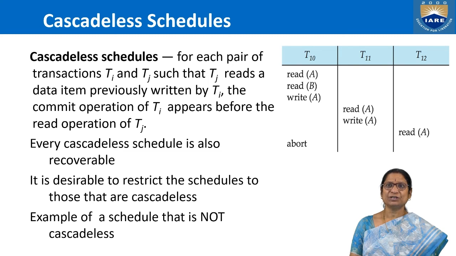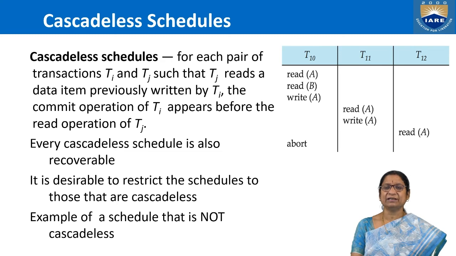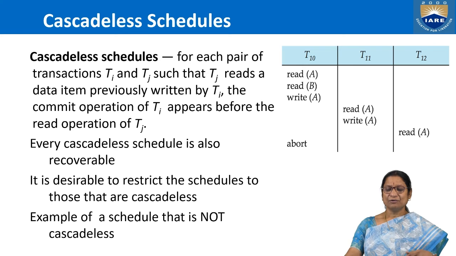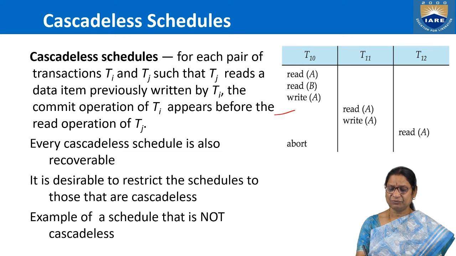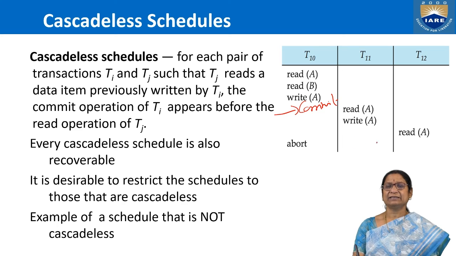The commit operation of Ti must appear before the read operation of Tj. That means if a write operation is performed by one transaction and the same data item is read by another transaction, then before reading, the previous transaction must be committed. Then it can be read by any other transaction, and there will not be a problem for us. Such schedules are known as cascadeless schedules. If it is committed before being read, no failure occurs after commit, so even if it is read, there is no problem.